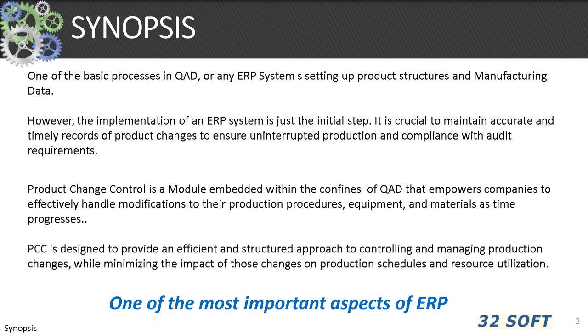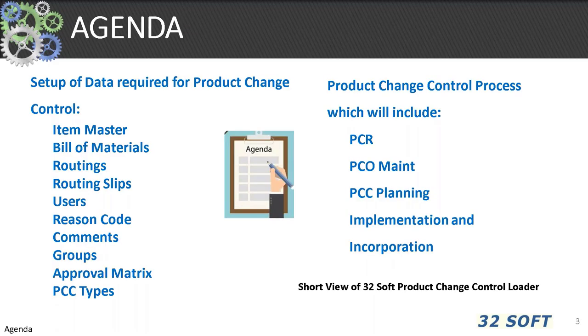Product change control is a module within QAD that empowers companies to effectively handle modifications to their production procedures, equipment, and material as time progresses. Product change control is designed to provide an efficient and structured approach to controlling and managing product changes while minimizing the impact of those changes on production schedules and resource utilization. Product change control is one of the most important aspects of QAD.